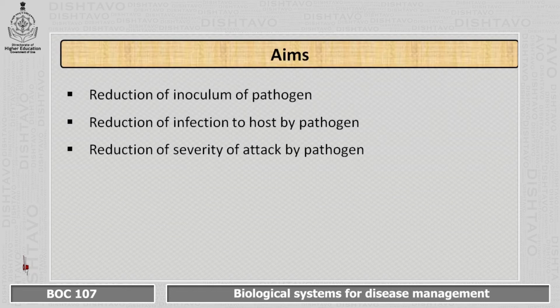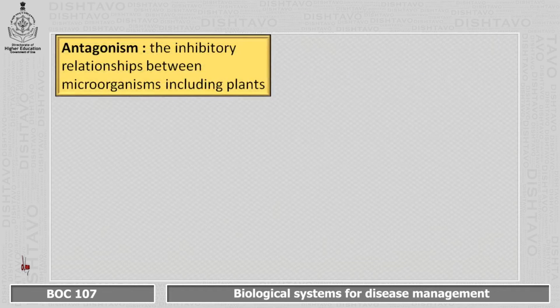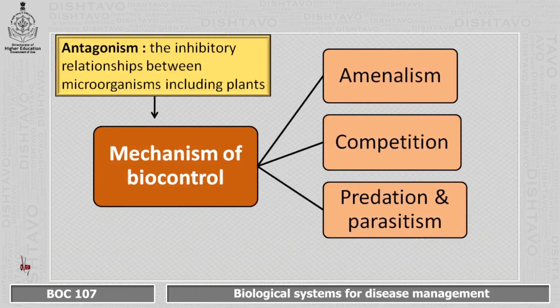The first aim is reduction of inoculum of the pathogen, second is reduction of infection to the host by the pathogen, and third is reduction of the severity of attack by the pathogen. So what is antagonism? This is an inhibitory relationship between microorganisms. This also includes plants. So here are the mechanisms of biocontrol methods: antagonism, competition, predation and parasitism.